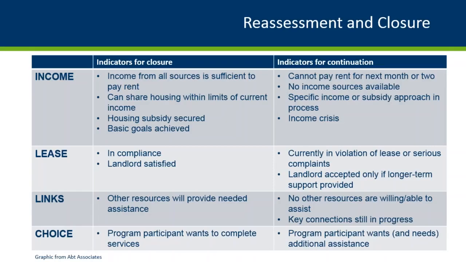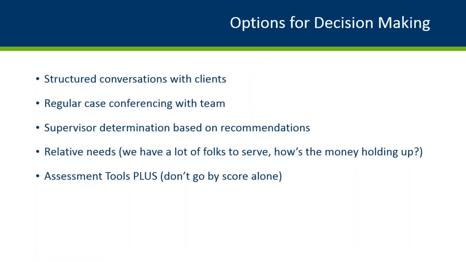And here's a kind of chart that shows similar kinds of things. What are we looking for when we're thinking about, is this family ready for us to end the housing support or not? Have we gotten to the place where things are in fairly good shape and we've done what we said we wanted to do? Or are there other things going on that really mean that we need to stay in a little bit longer? How do we decide that?